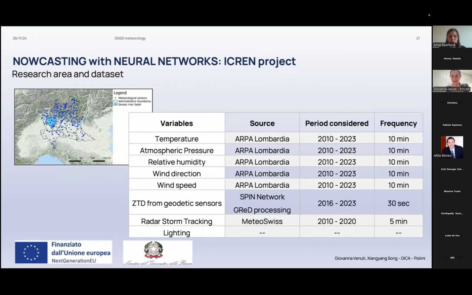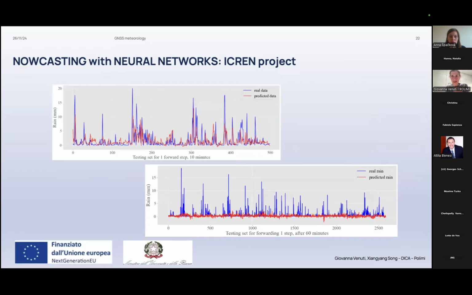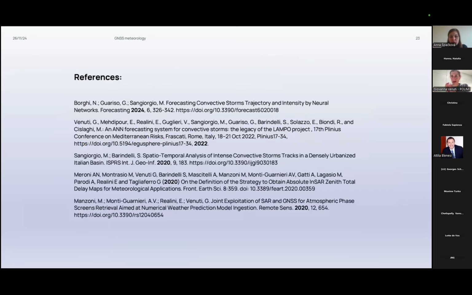The results that we had, okay, this is the area, these are all the different data that we are using. But the fact is that if you rely only on the neural network to predict rain, it is a very hard task. But 10 minutes after the observation, we predict where the rain is and also the amount. But if we go after 1 hour, then we can still predict where the rain is, but we underestimate the rain. So we are trying to improve this prediction, and with this I will finish this presentation. There are some references for you, and I'm available for questions.